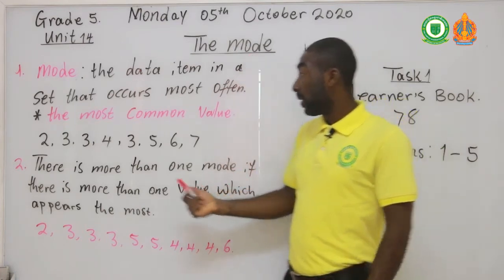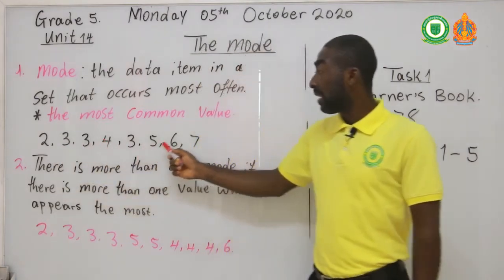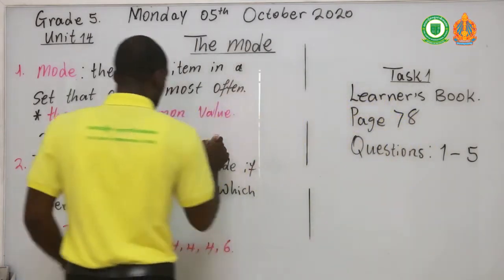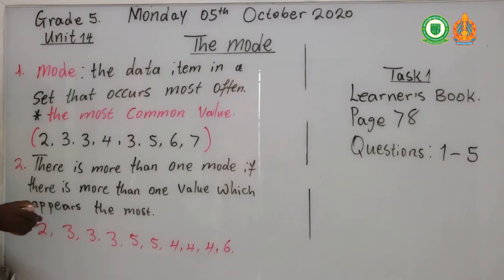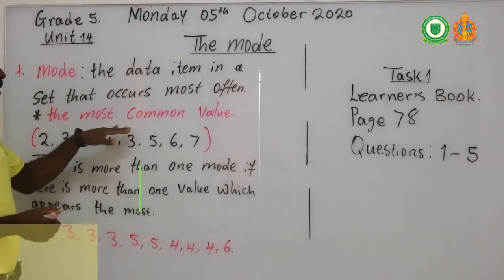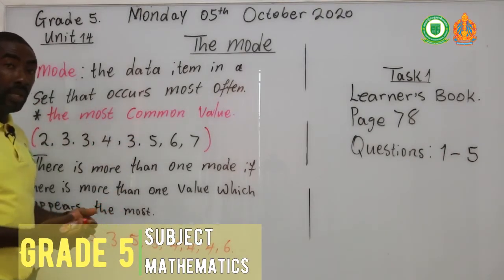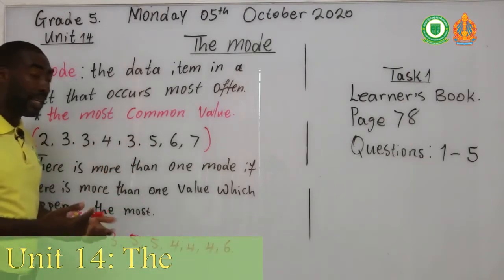So where is the example? This is the example. We have 2, 3, 3, 4, 3, 5, 6, 7, okay? So this is a set of numbers. In this set of numbers, you are supposed to find the mode. That means the number that is common, okay? The common number within the set of numbers that we are looking at.